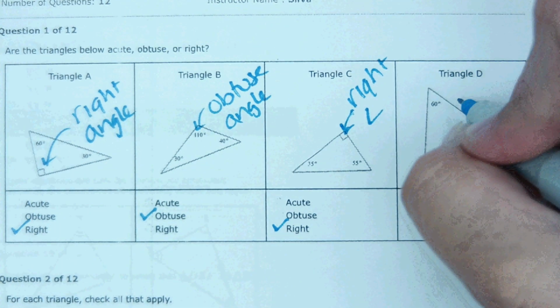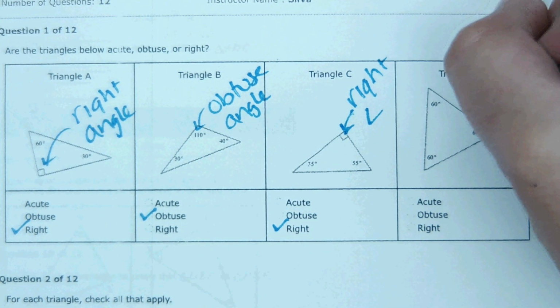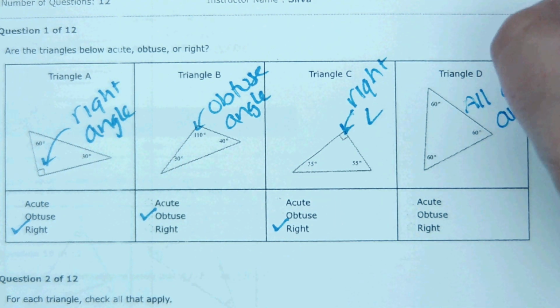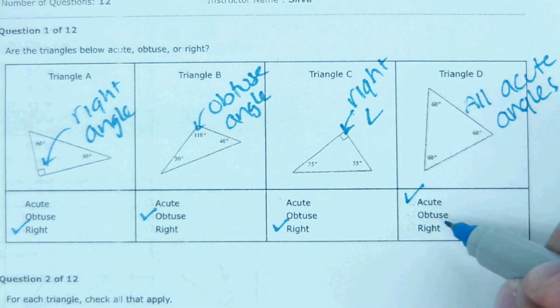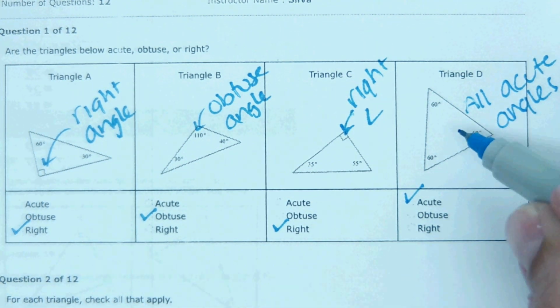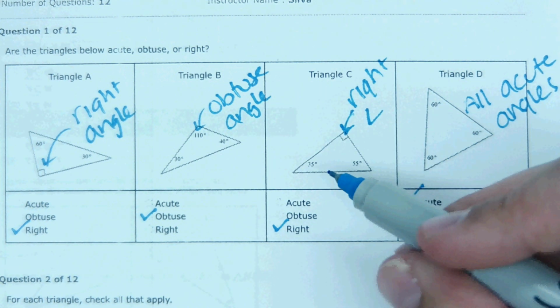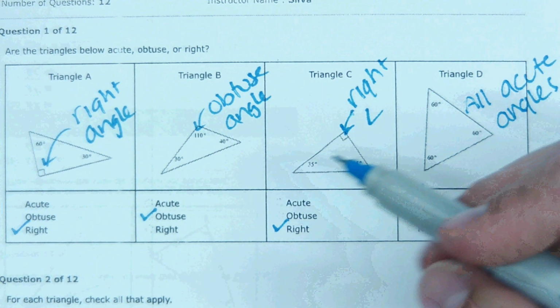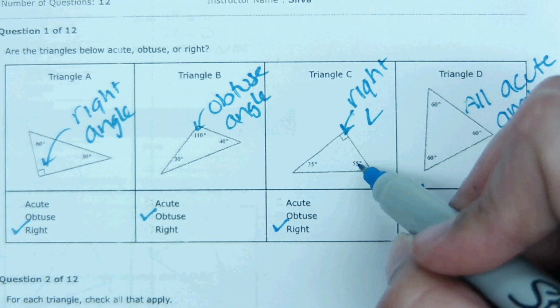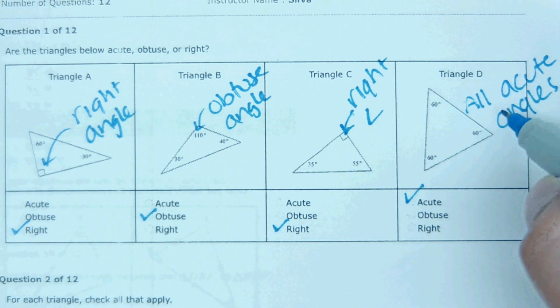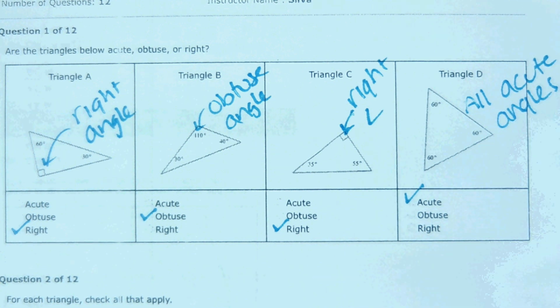And then for D, it has all acute angles, so therefore it's an acute triangle. In order for it to be an acute triangle, it has to have all acute angles. You'll notice in the right triangle and the obtuse, it does have acute angles, but for it to be an acute triangle, it has to have all acute angles. Okay, next, number 2.